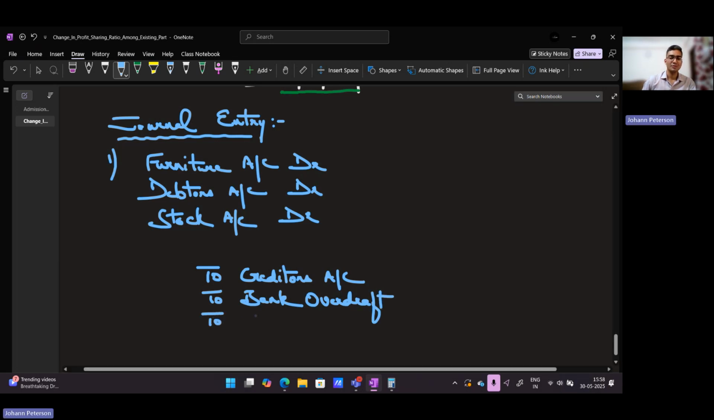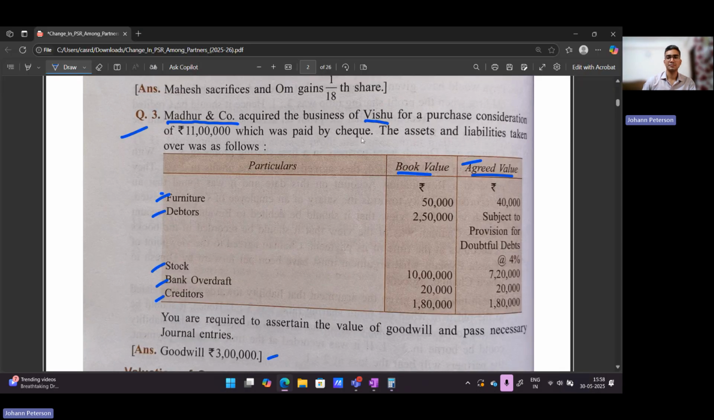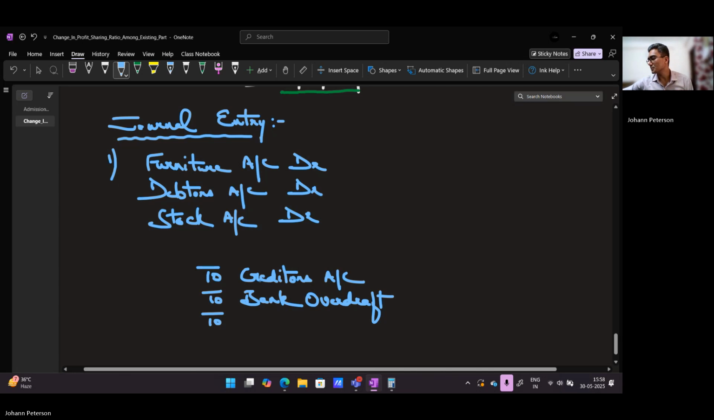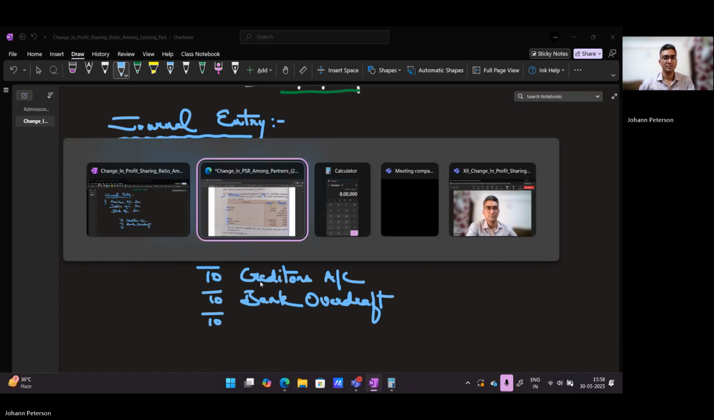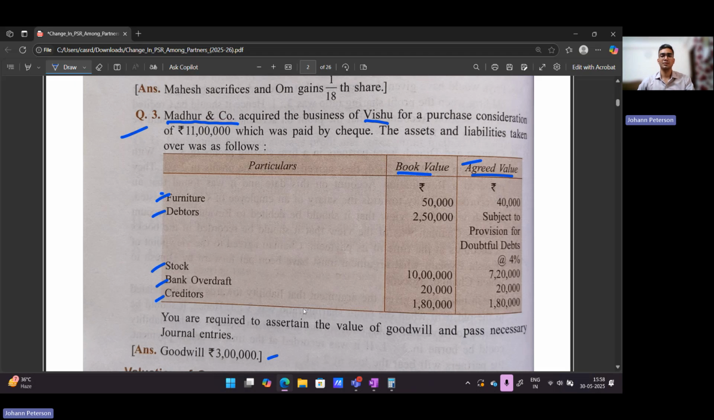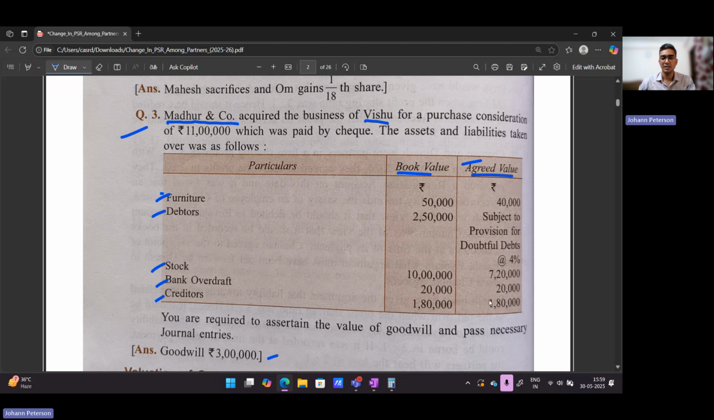So what did we pay? What we paid was the purchase consideration. So who did we pay this to? We paid it to a person who was, in our question, Vishnu. But who has purchased this? So Madhur and company acquired a business of Vishnu for a purchase consideration of this, paid by check. So we will write Vishnu in this case. Okay. So because you're buying it from this person. So to Vishnu, and here you're paying 11 lakh. Bank overdraft, we saw it was 20 and creditors 180.